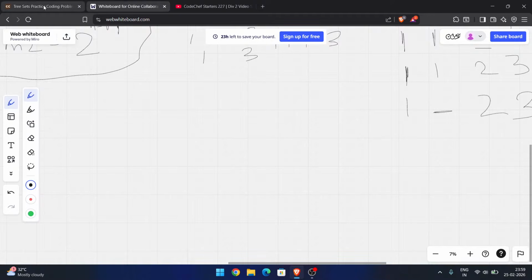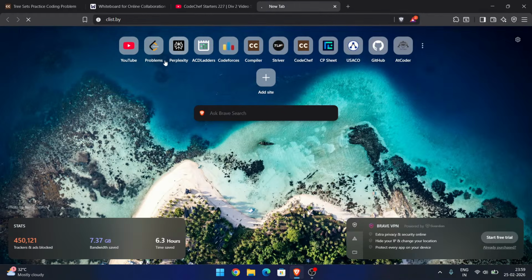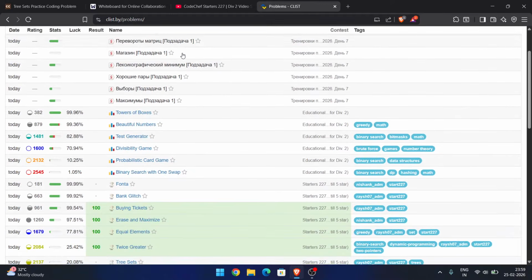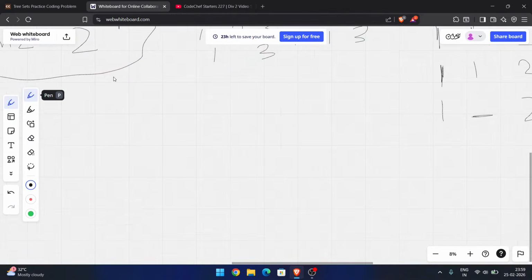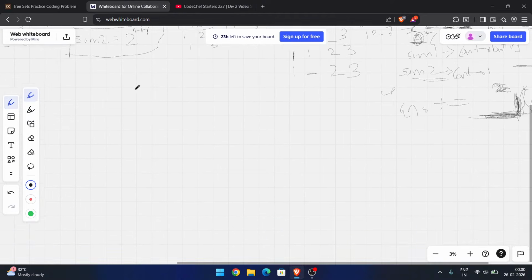Okay, so it's rated 2100. If you are 1800 or 1700 or below, I think you should skip this for now. So what this question is saying is that we are given some tree.